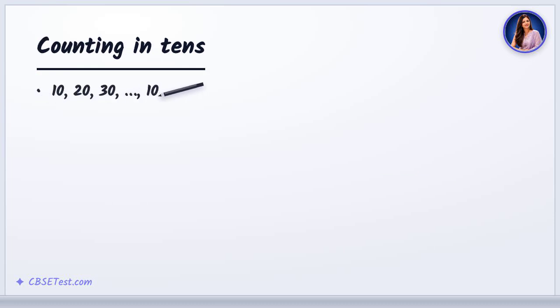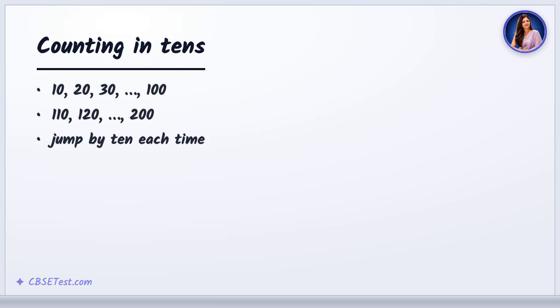Counting in tens is quick. 10, 20, 30, all the way to 100, then on to 200. Each jump is 10 more.